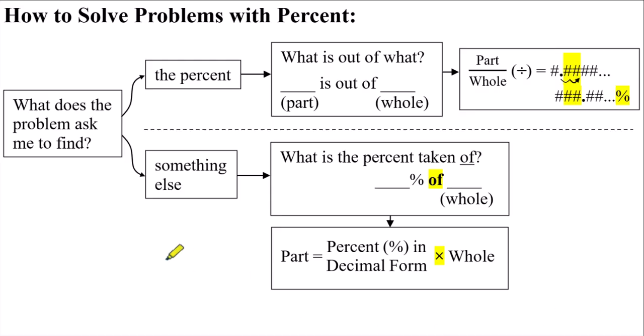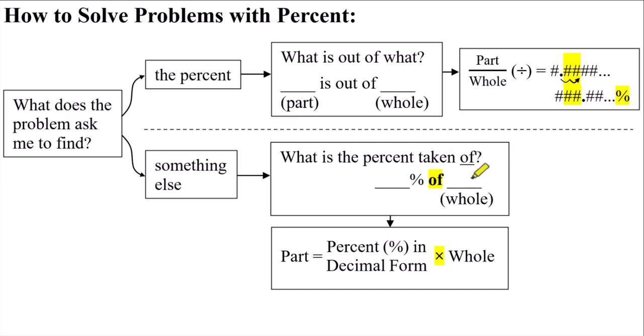After you've read the problem on your own, I would ask, what does the problem ask me to find? If it asks me to find the percent, then I just have to know what is out of what, so I can divide in the correct order, get the decimal, move it 2 places to the right, boom, I got my percent. But if the problem asks me to find something other than the percent, then I have to figure out what the percent is taken of.